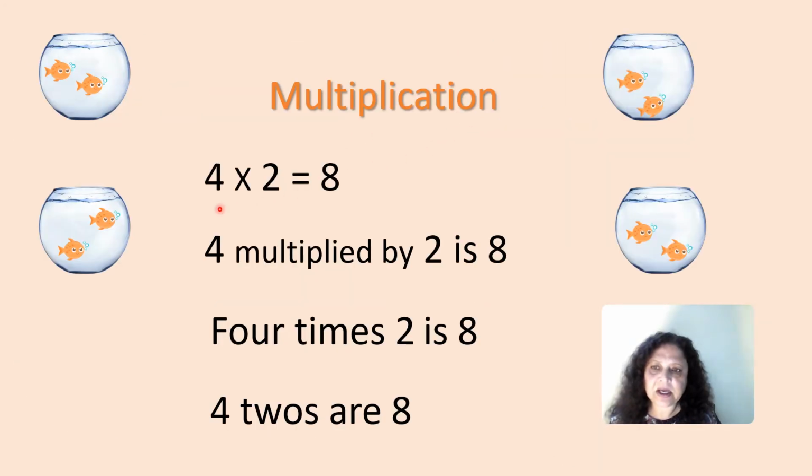Multiplication. Now we have, children, 4 bowls. In each bowl, we have 2 fish. So we multiply 4 into 2 is equal to 8. 4 multiplied by 2 is 8. 4 times 2 is 8. 4 twos are 8. So we can write this multiplication in 4 different ways.